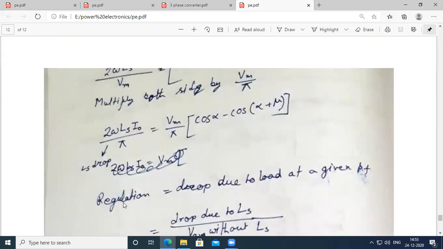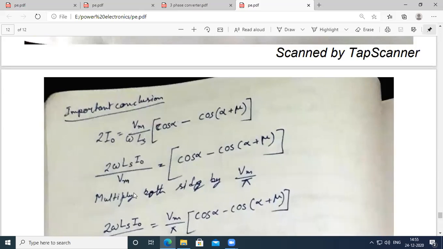So this is all about the effect of source inductance in the case of a full wave converter. Up to this, does anybody have any question?